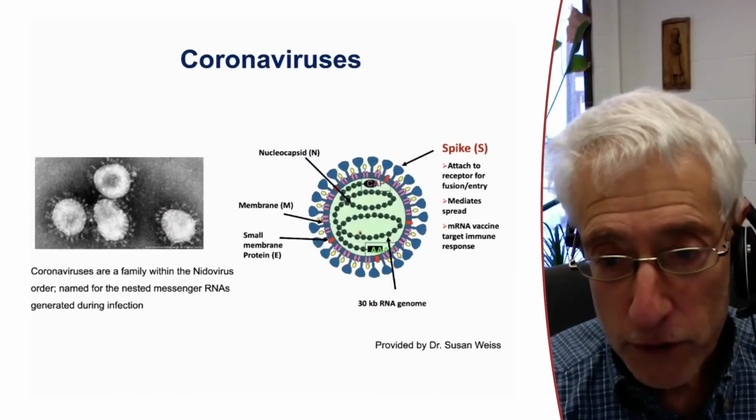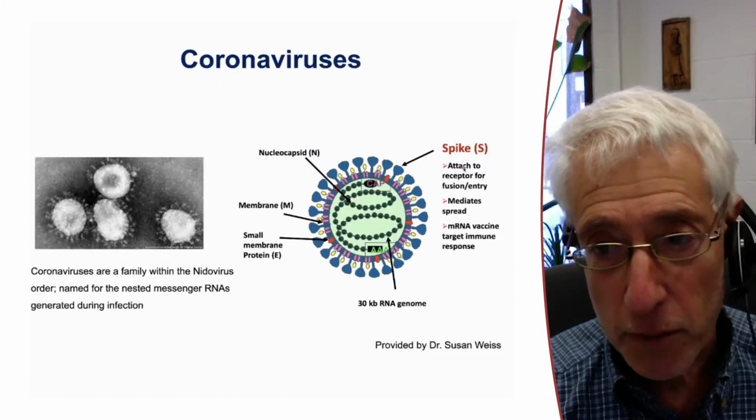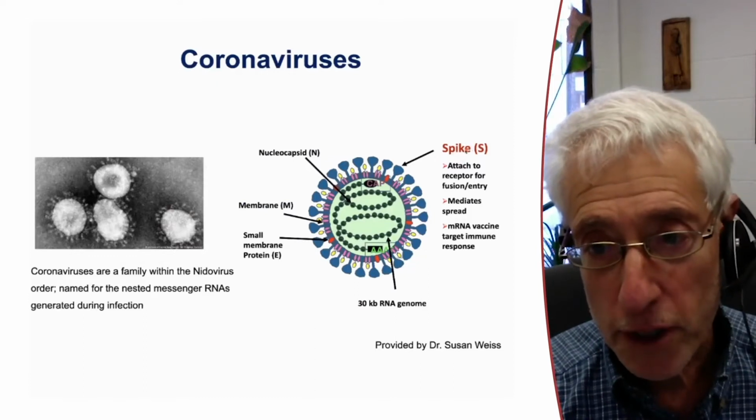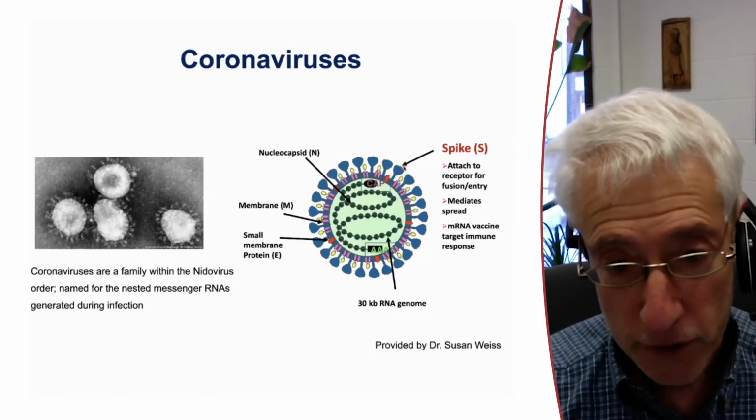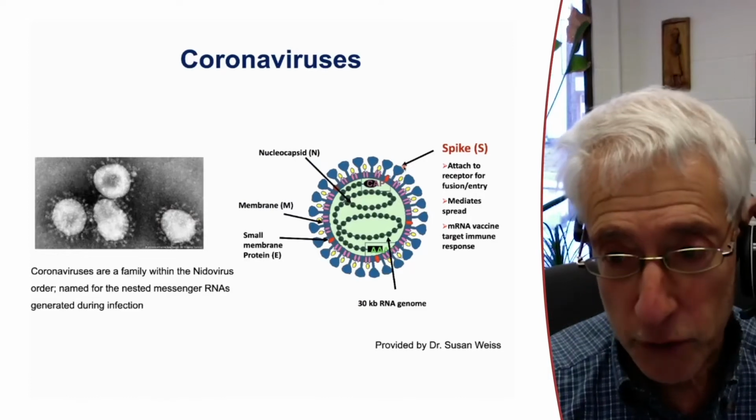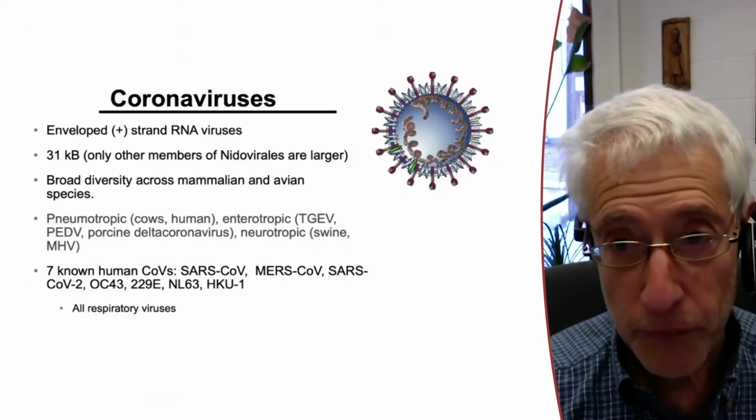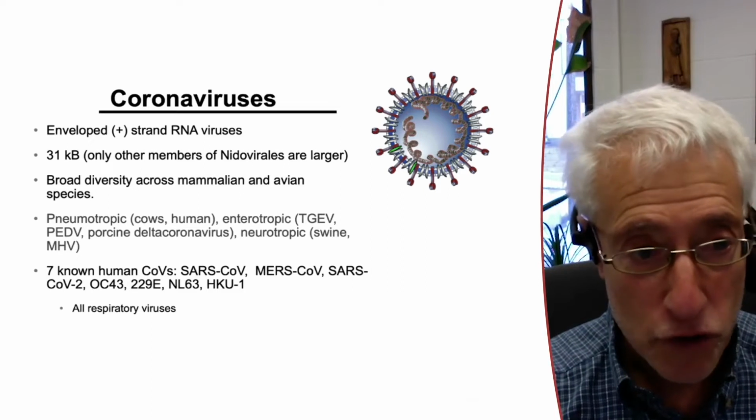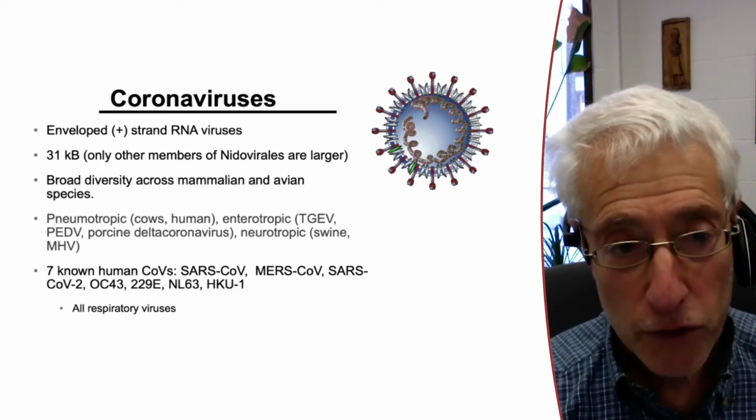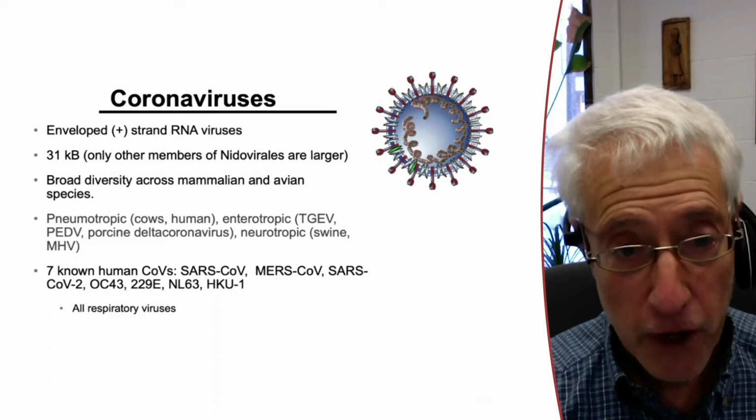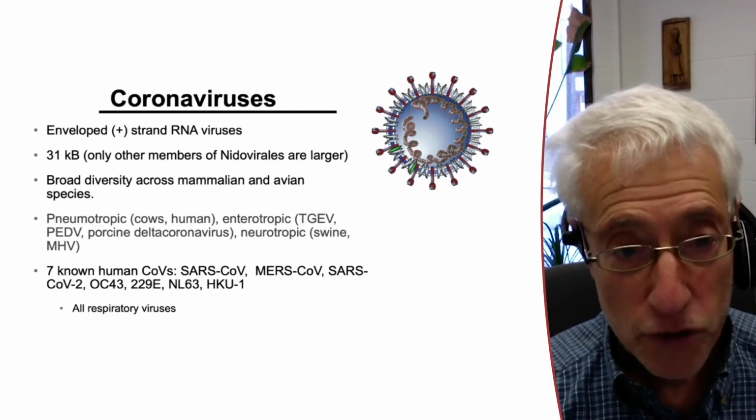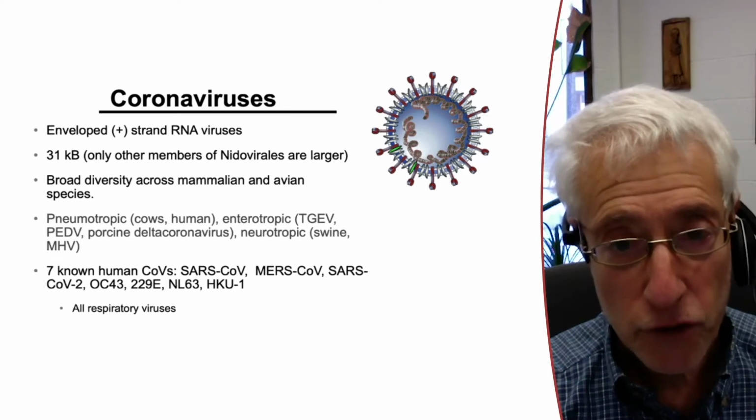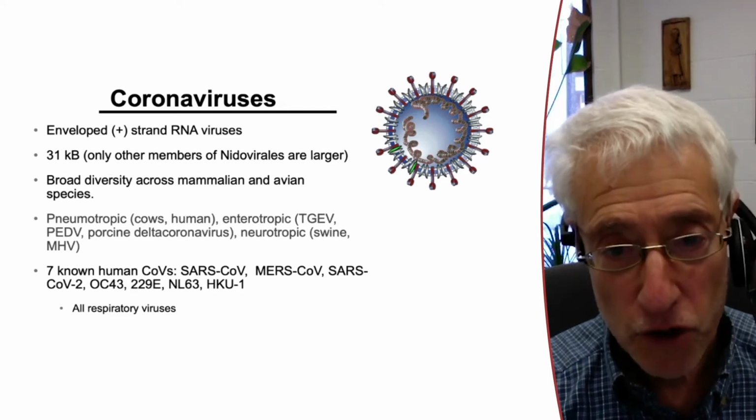This is a schematic of the virus, and the important point is that the spike protein is the target of the antibody response and is the one that we talk about all the time when we talk about COVID-19 vaccines. There are also these other proteins that are involved in the structure of the virus. These viruses are quite large. They're 31 kb. The only other RNA viruses that are larger are actually in the same set of nidoviruses. And the largest one is in an insect nidovirus. So the smallest species has the largest RNA virus.